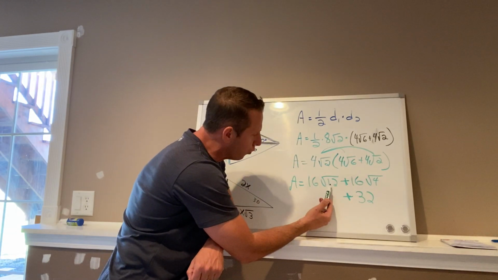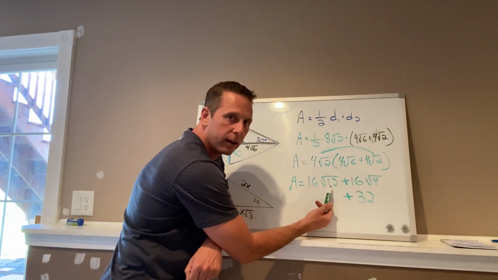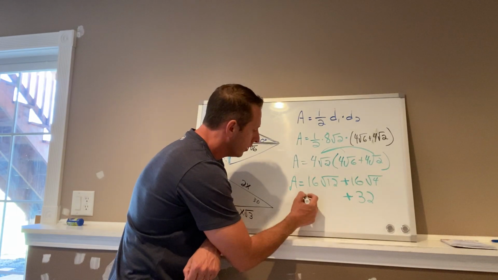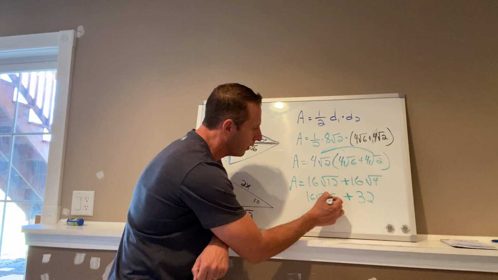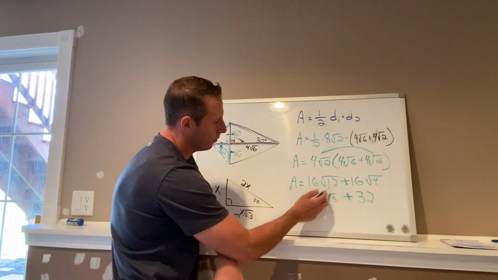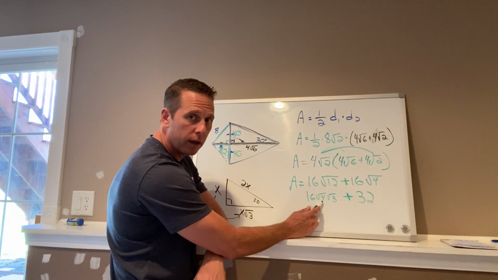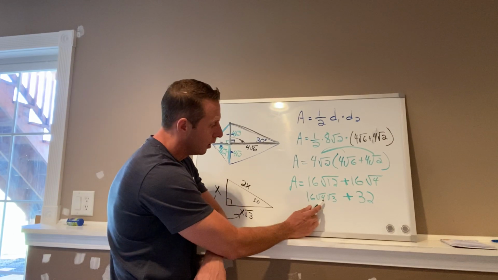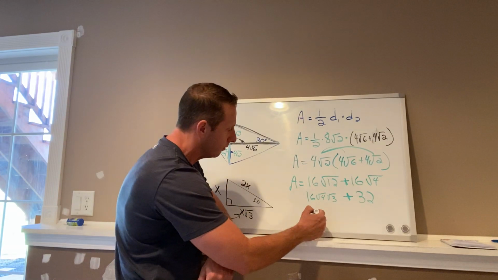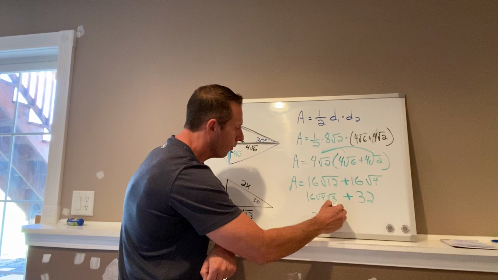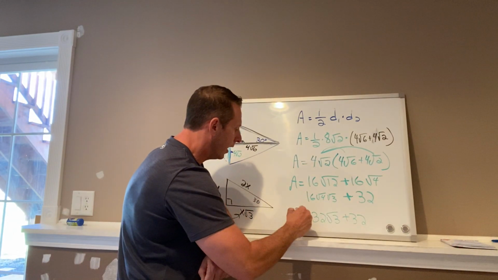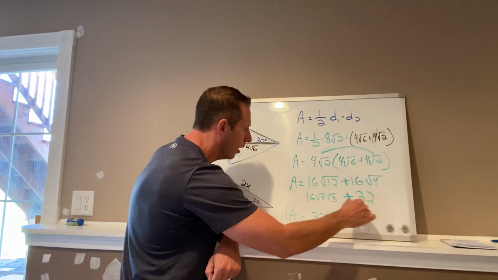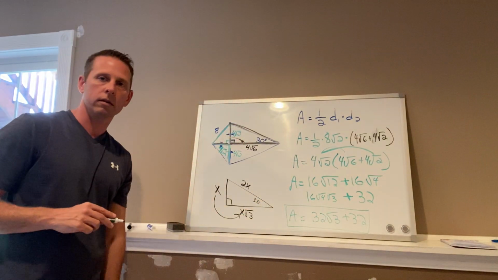It's not simplified. 4 goes into 12. So this is 16 rad 4 rad 3. 4 times 3 is 12. The square root of 4 is 2. 2 times 16 is 32. So we get 32 rad 3 plus 32 as the area of our kite.